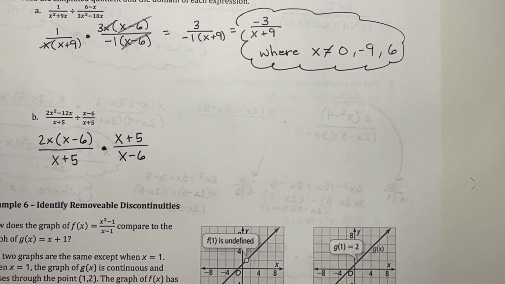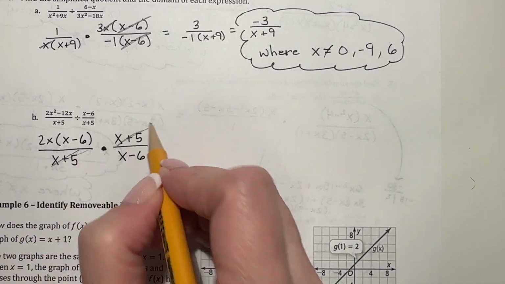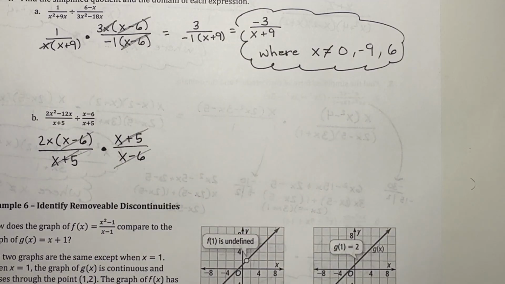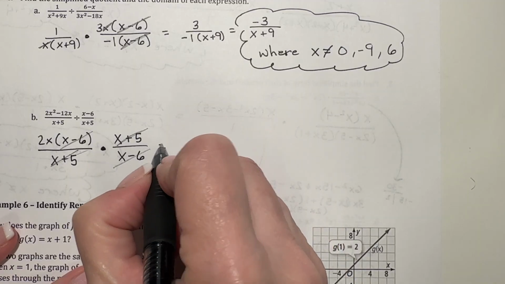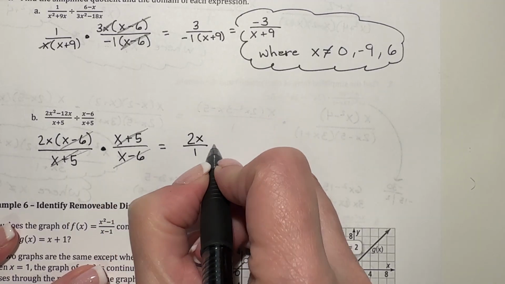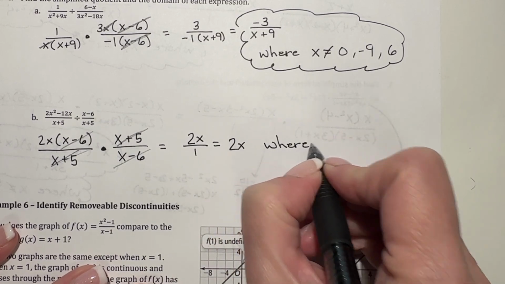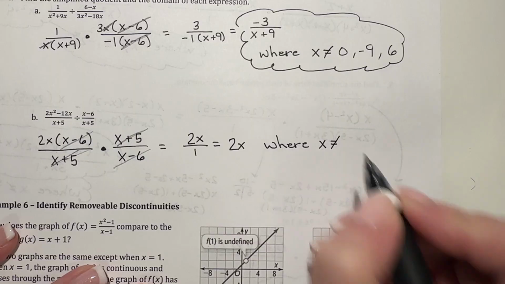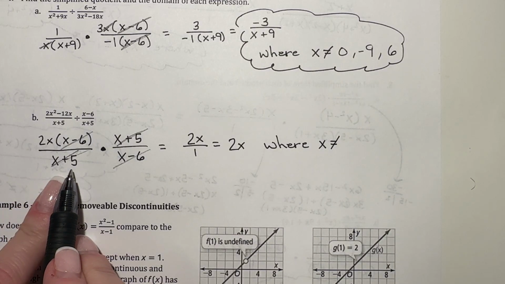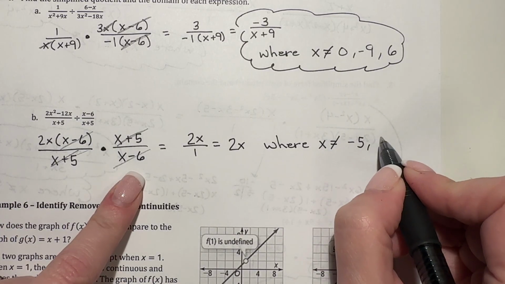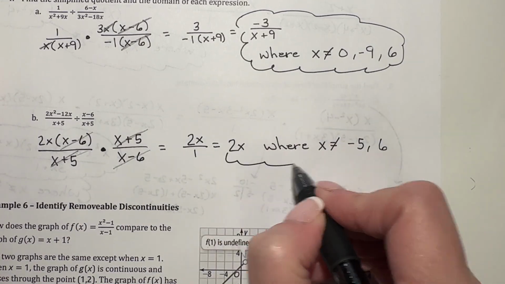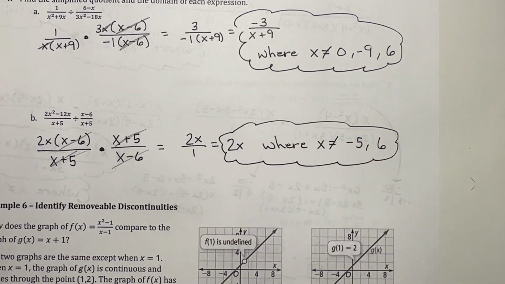Okay, let's see what we get to cross out. You can cross this term out with this one and this one with this one. Please notice I'm not doing it so heavy that I can't actually figure out what I crossed out. So that's 2x over 1, which is just 2x, where x cannot be equal to -5, x cannot be equal to +6. So my total answer is this. Okay, so that is me simplifying rational expressions doing division.